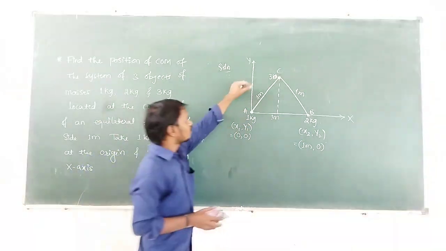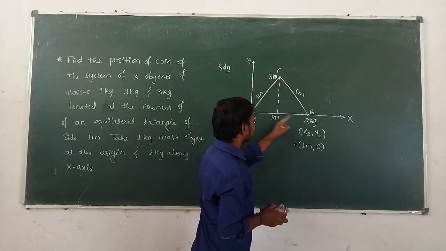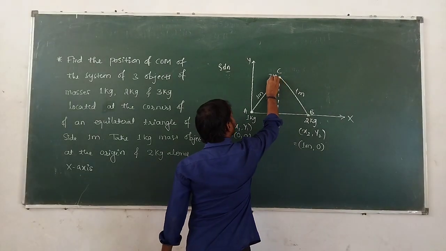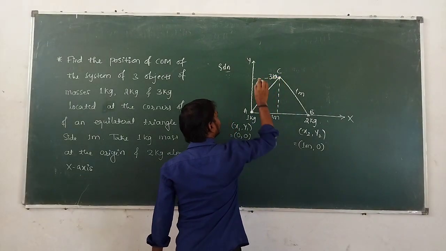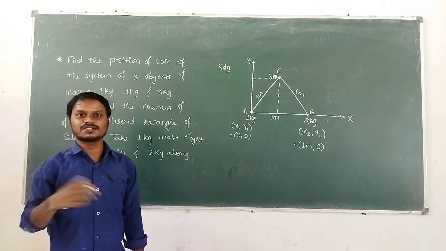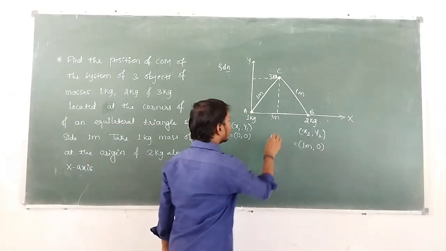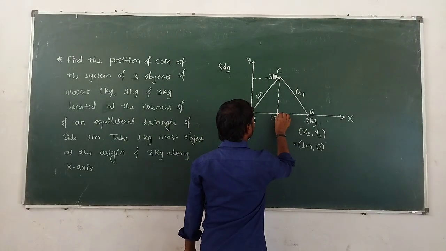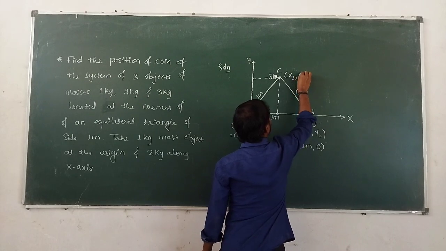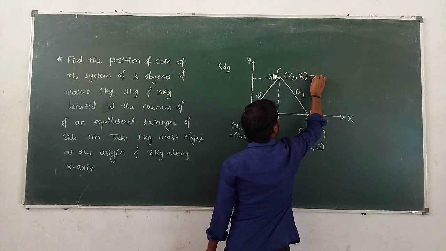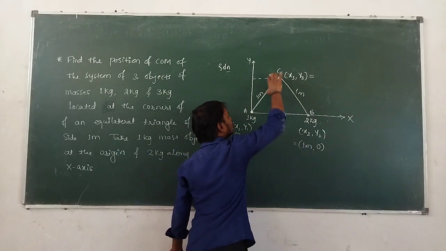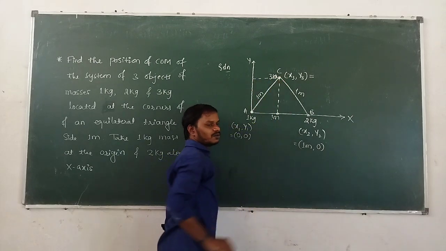So from the corner, draw a perpendicular line to the x axis. In the same way, from the corner draw a perpendicular line to the y axis. What do we get then? We will get the coordinates of 3 kg in the xy plane. Then see here, so this is x3. x3 and y3 are the coordinates of 3 kg in the xy plane. This is x3 and this is y3. This is y3 means this is also y3.